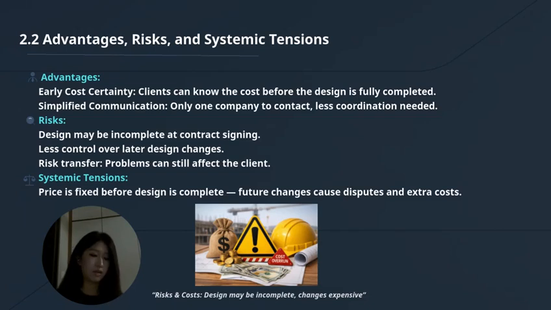When signing the contract, the design may not be finished yet. If the client wants to change something later, it can be difficult and expensive. Sometimes the contractor may not agree to make changes that are not in the contract. For example, if a shopping mall is being built, and after signing, the owner wants to add new shops, the change can cost a lot, or may not be possible.